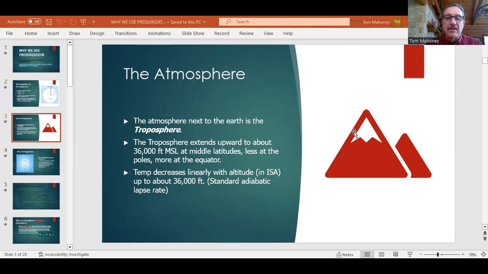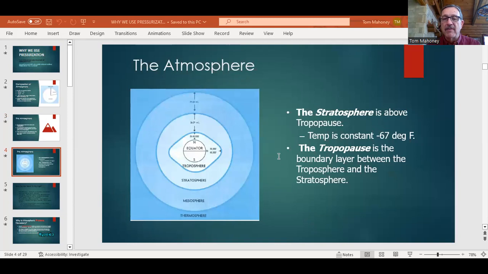Let's talk about what the atmospheres are that we're living in as humans. The atmosphere next to the Earth is called the troposphere. The troposphere extends upward to about 36,000 feet at the middle latitudes, in other words, around the equator, and less at the poles, and as I said, more at the equator. Temperature decreases linearly with altitude up to about 36,000 feet. This is where we get our standard lapse rate that you've probably heard when you were going through your private pilot training. So let's just take a look here at the picture.